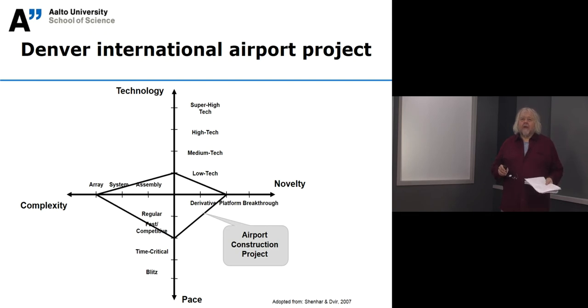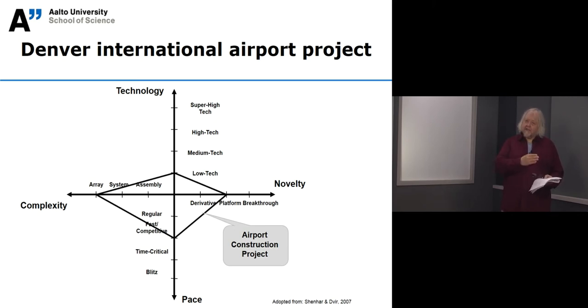Well, in their book, they present an evaluation of the Denver International Airport project. You can see in this picture how the Denver Airport construction project was positioned in these four dimensions. For example, novelty. The dimension from derivative, only small changes to what has been previously done, to breakthrough, which is kind of a new to the world type of project where experience doesn't exist and where there is significant uncertainty. The technology dimension from low tech to high tech and even super high tech.